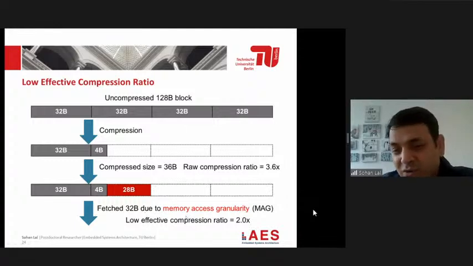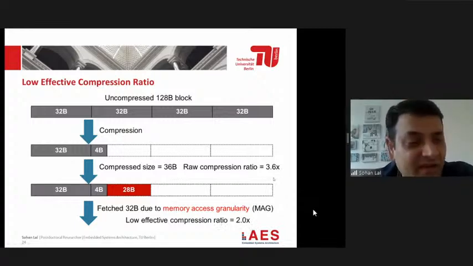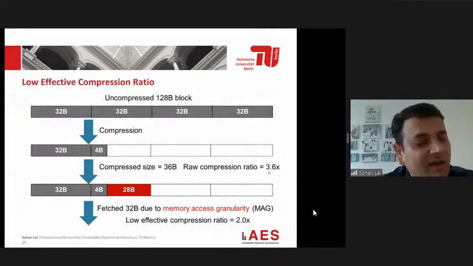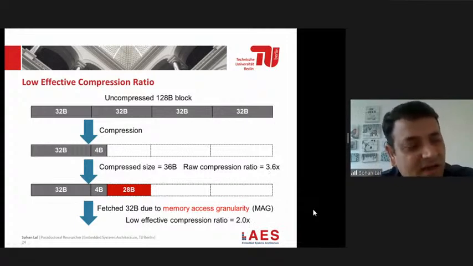So then we end up with a low effective compression ratio. The compression ratio is actually only 2x instead of 3x. So this was one of the underlying reasons why we were not seeing so much increase in performance.